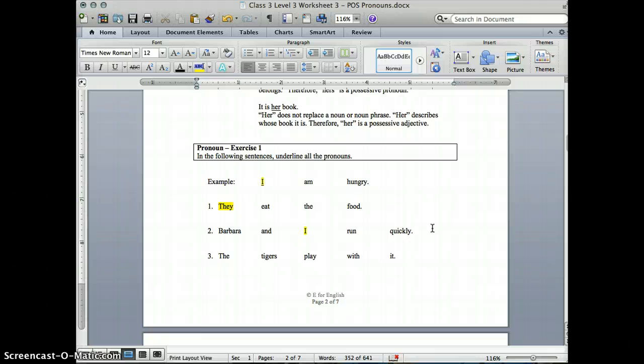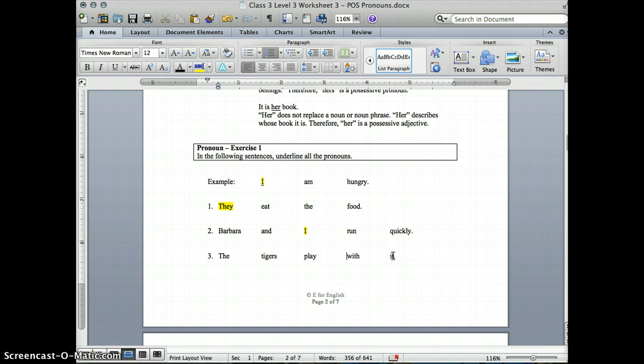This one's also kind of tricky, but I know you guys can do this. The tigers play with it. So let's go through each word again. Is the a pronoun? No. Is tigers a pronoun? No. It's a noun, but it's not a pronoun. Is play a pronoun? This is an action, right? So this can only be a verb. Is with a pronoun? Did we see that up there in any of the charts? No. Is it a pronoun?